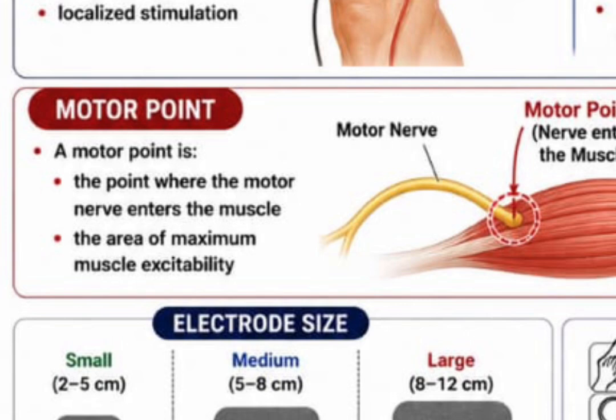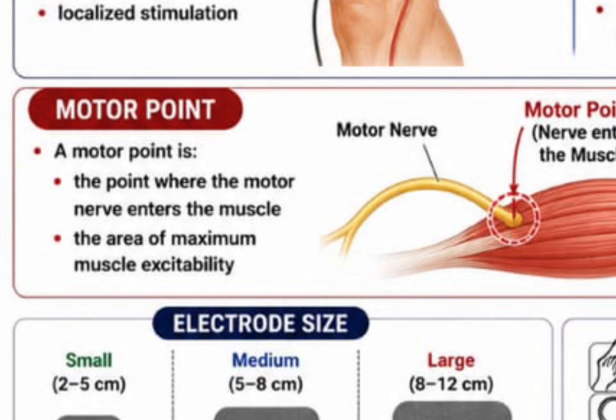It's the area of maximum muscle excitability. When you have proper motor point placement for the electrode, it will produce a stronger contraction, and the patient will not have discomfort. Stronger contraction, less discomfort if you place it on the motor point. So you have to know the motor point. In a subsequent video, I'll also do a video of the motor points of all parts of the body.